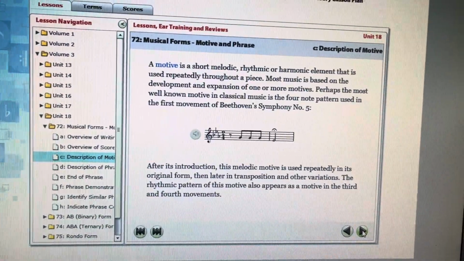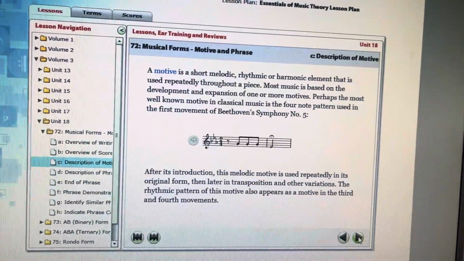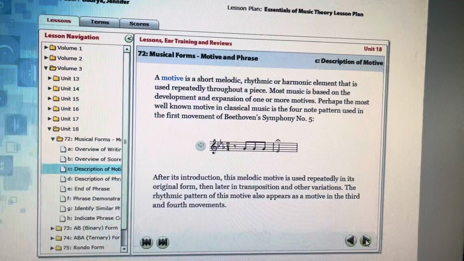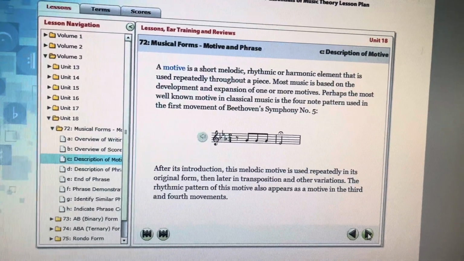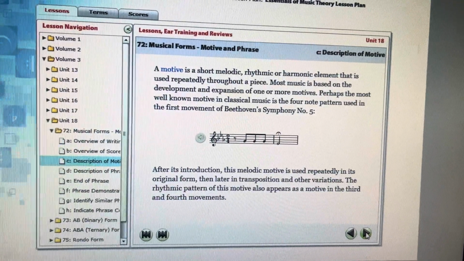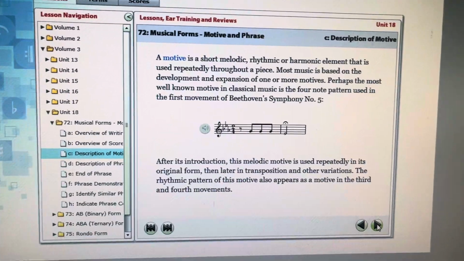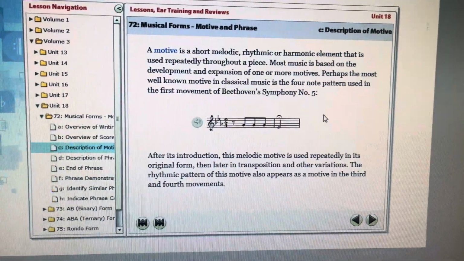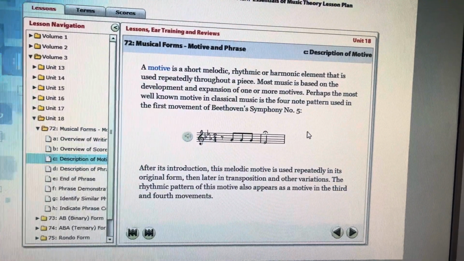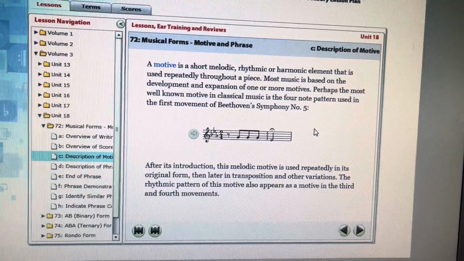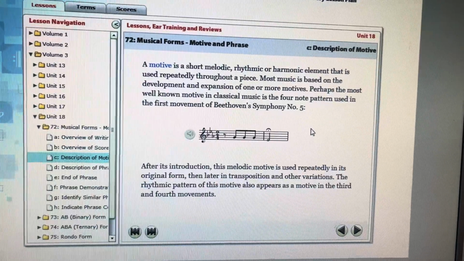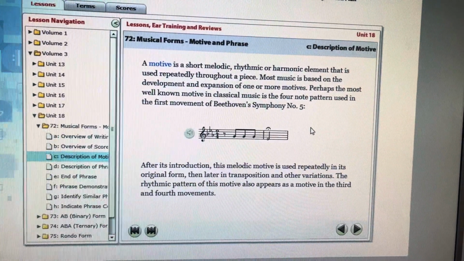A motive is a short, melodic, rhythmic, or harmonic element that is used repeatedly throughout a piece. Most music is based on the development and expansion of one or more motives. Perhaps the most well-known motive in classical music is the four-note pattern used in the first movement of Beethoven's Symphony No. 5. After its introduction, this melodic motive is used repeatedly in its original form, then later in transposition and other variations. The rhythmic pattern of this motive also appears as a motive in the third and fourth movements.